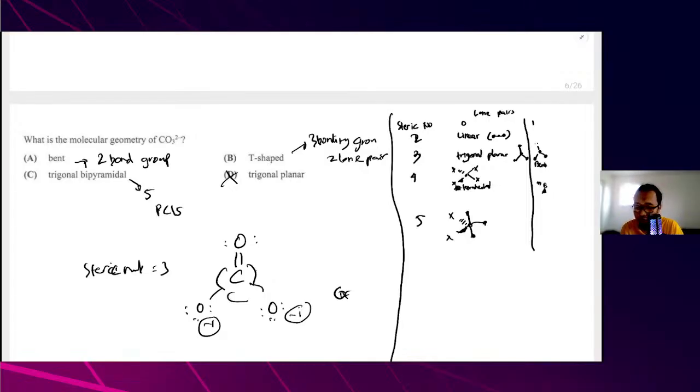How about the T shape? The T shape is kind of like this, right? And then it has kind of like this way. Okay, yeah, this is the T shape. And then there is also octahedral, right? Octahedral means this one, and then this one, this one. Yeah, that's all.